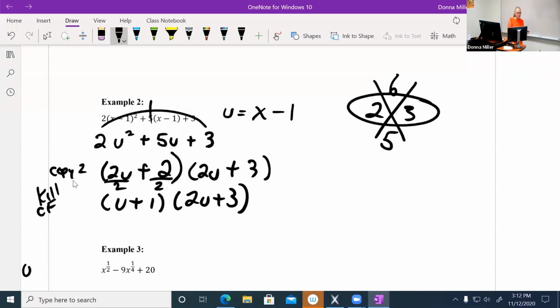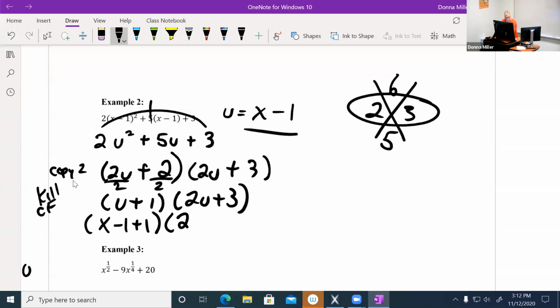Now I got to go back and plug in what u is. U is x - 1. So I'm just going to take that and plug it in. Put it in parentheses if it gets complicated. So we'll show you that. So u is x - 1. So it's x - 1 + 1. Now 2 is multiplying x - 1. So you better put parentheses around it. Okay. And then I just got to simplify it.